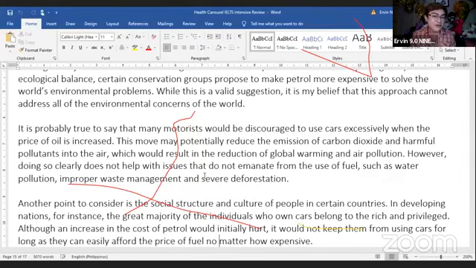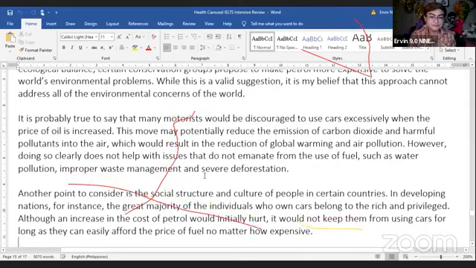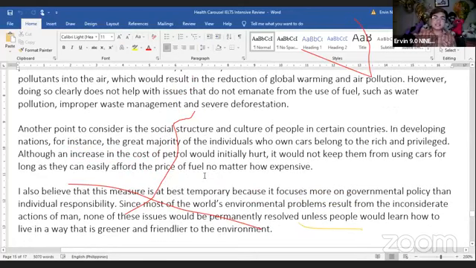And this is exactly what you're required to do in the actual exam. Even before you write, what do you do? You brainstorm, you come up with an outline, because it's much easier for you to write, okay, flawlessly. If you already know what you're supposed to present first, what you're supposed to present next, and how you're going to end your output. Now, let's move on to paragraph number 2. Another point to consider is the social structure and culture of people in certain countries.